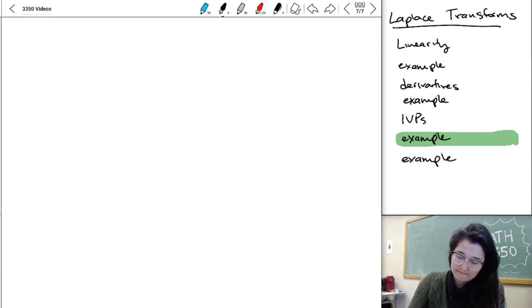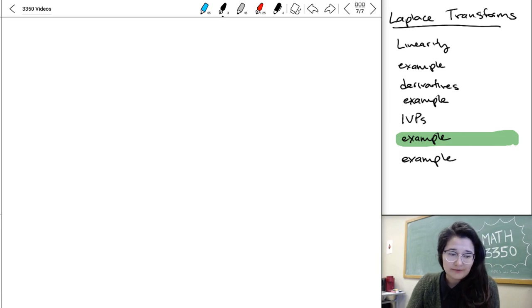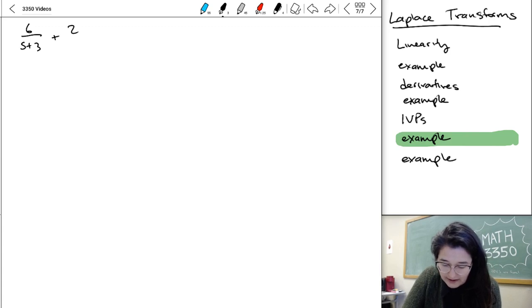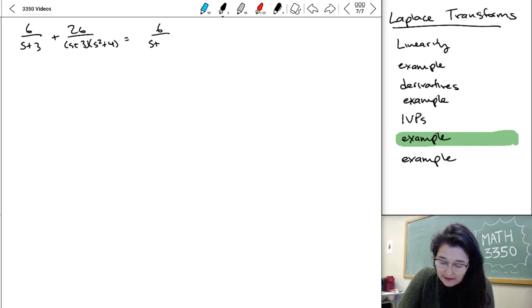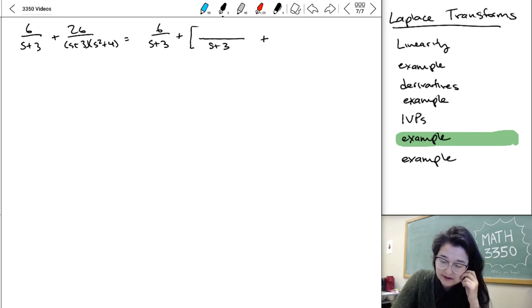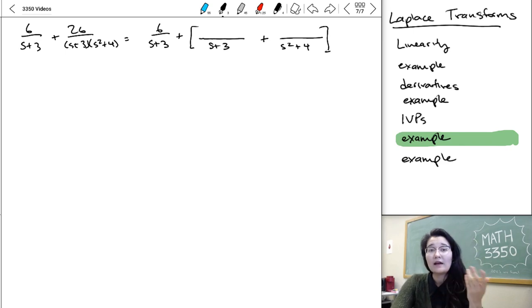So either recall or note as a new special thing that if I have 6 over s plus 3 plus 26 over s plus 3 times s squared plus 4, that's going to be the same as 6 over s plus 3, I'm fine with that one, plus I can break up that messy fraction into something over s plus 3 and something over s squared plus 4. And those are denominators that I know how to deal with. I've got my exponential and my sine cosine type.